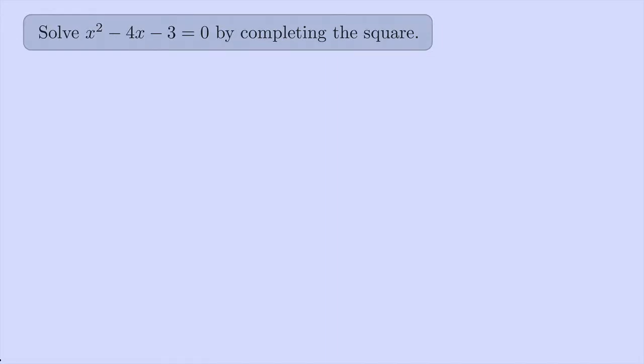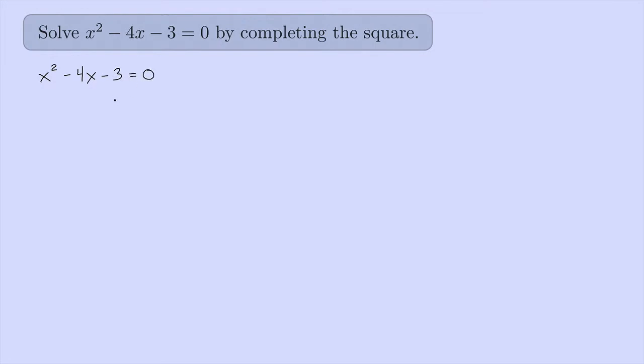Solve x squared minus 4x minus 3 equals 0 by completing the square. So to complete the square, let's write the equation down here. X squared minus 4x minus 3 equals 0.